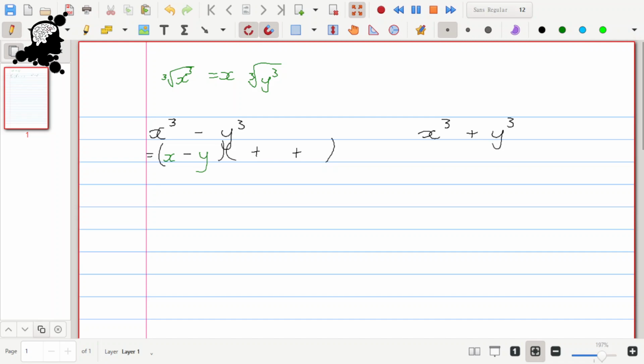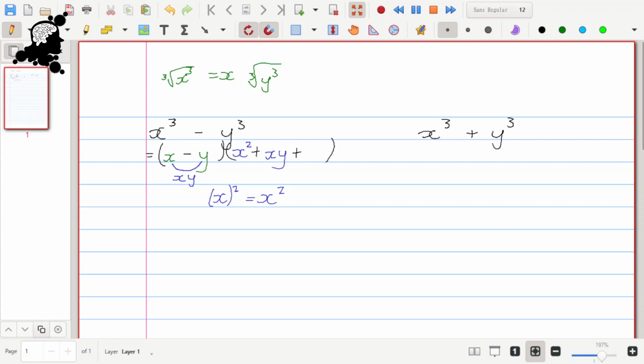To get the first term in the big bracket, I take the first term in the small bracket and I square it. X squared is going to give me x squared, so I'll have x squared there. To get the second term in the big bracket, I have to multiply the two terms in the small bracket, and this is going to give me xy. Please take note that you have to ignore the negative sign. So I'm going to put xy there.